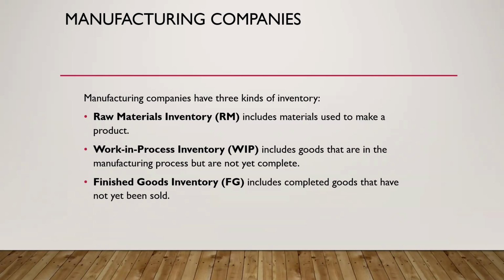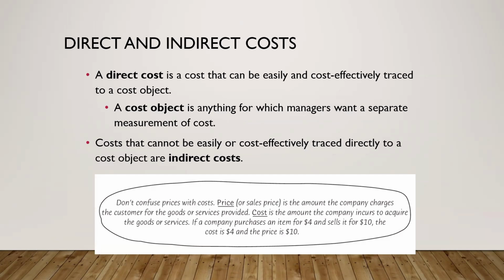The work in process inventory consists of goods that have been started in the manufacturing process but are not yet completed. Then, of course, you have your finished goods inventory, which represents completed goods that have not yet been sold. Manufacturing companies classify costs in many different ways. For example, costs can be classified as direct or indirect.